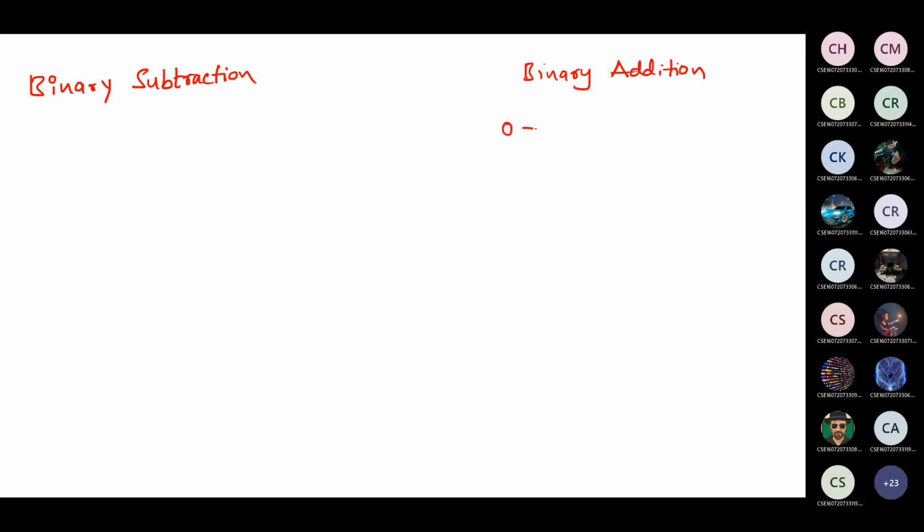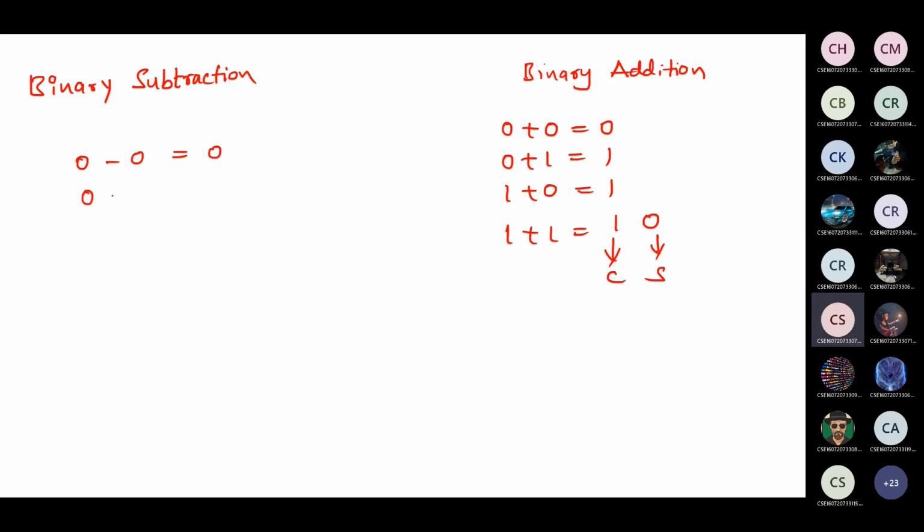So here 0 plus 0 is 0. 0 plus 1 is 1. 1 plus 0 is 1. 1 plus 1 is carry 1, sum 0. Now here also, again same story. 0 minus 0, how much? 0. Then 0 minus 1.